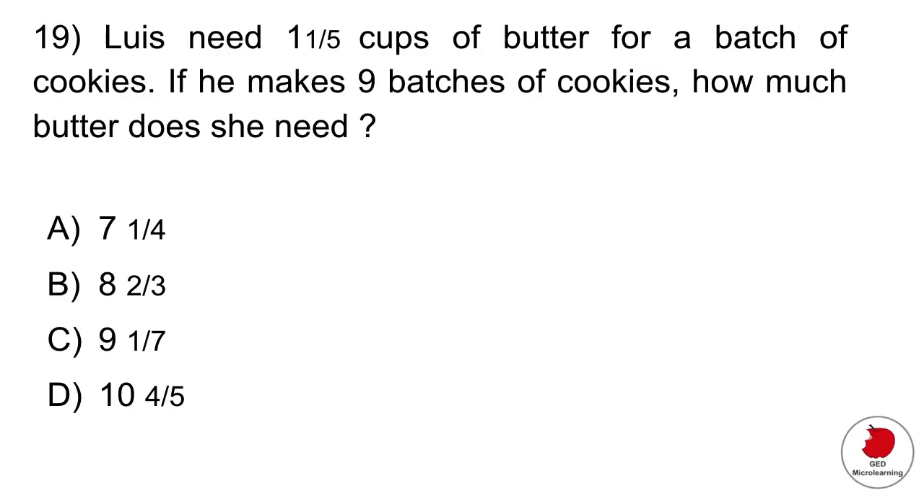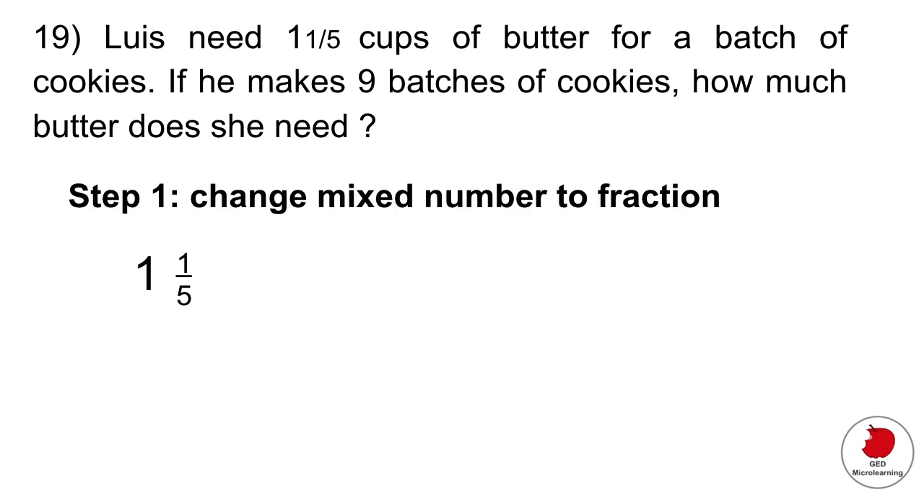Question 19. Luis needs 1 1/5 cups of butter for a batch of cookies. If he makes 9 batches of cookies, how much butter does he need? Okay, so notice here that we have a mixed number, right? We have 1 1/5 cups of butter. So step 1 is going to be to change that mixed number to an improper fraction. So if we do that, it's going to equal 6/5.